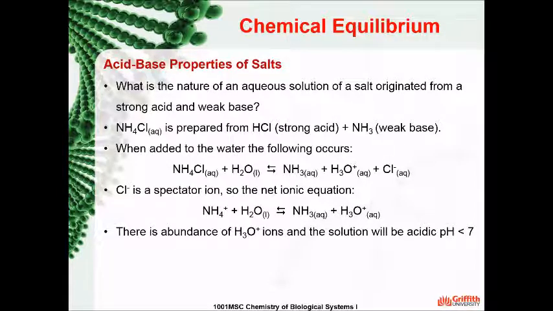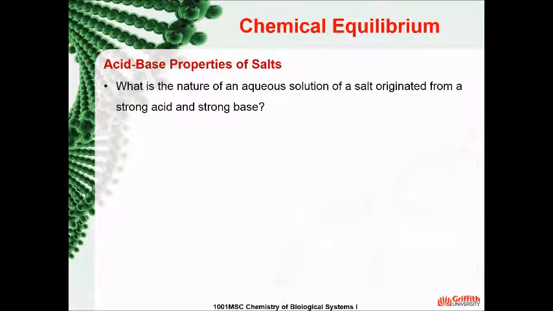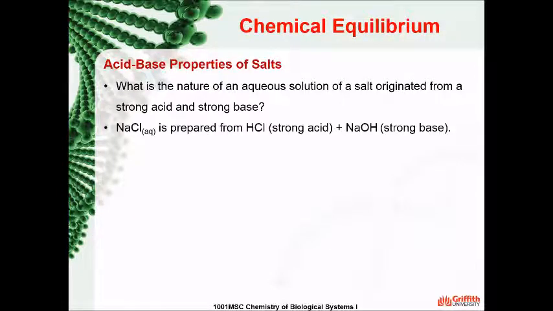There is an abundance of H3O+ ions in the solution, thus the nature of the solution will be acidic with a pH of less than 7. What is the nature of an aqueous solution of a salt originating from a strong acid and a strong base? Sodium chloride is prepared from hydrochloric acid, which is a strong acid, plus sodium hydroxide, a strong base.